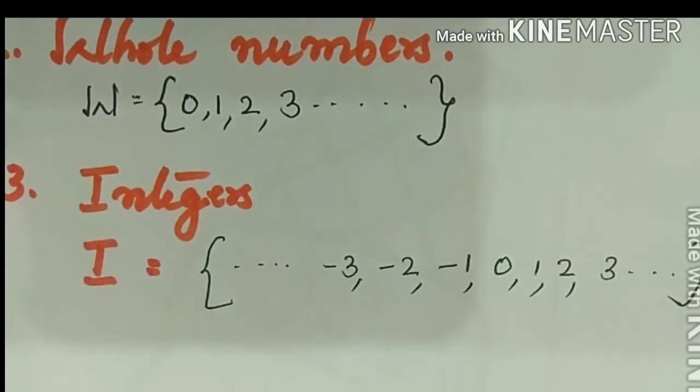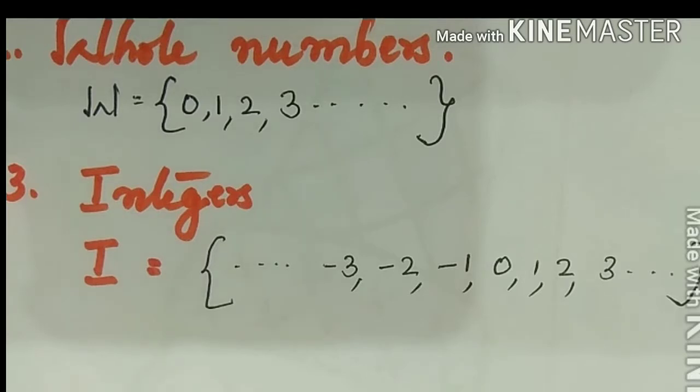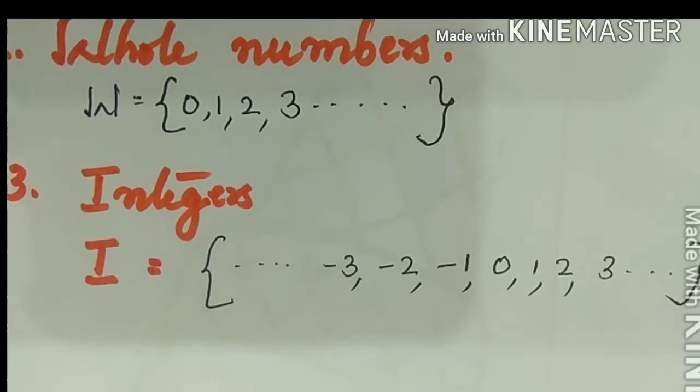So let me revise once again these three sets of numbers that you have learned just now. First of all, we have learned natural numbers. Natural numbers are also called counting numbers. That means it's from 1 to infinity: 1, 2, 3 up to infinity.